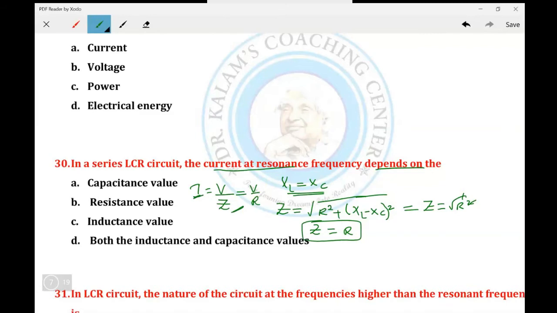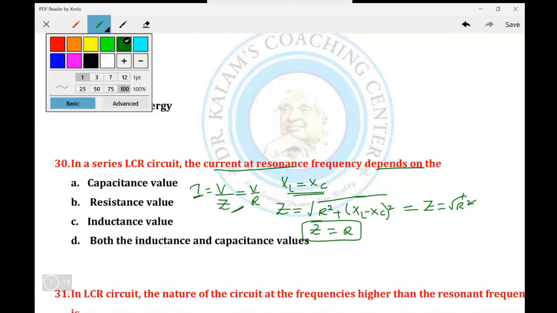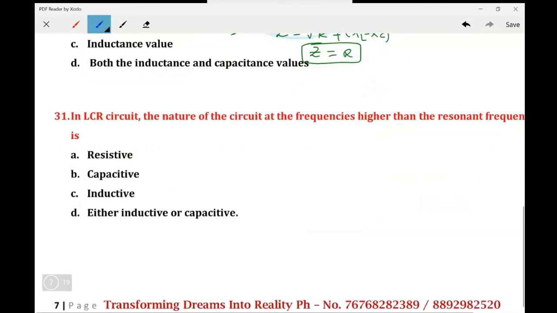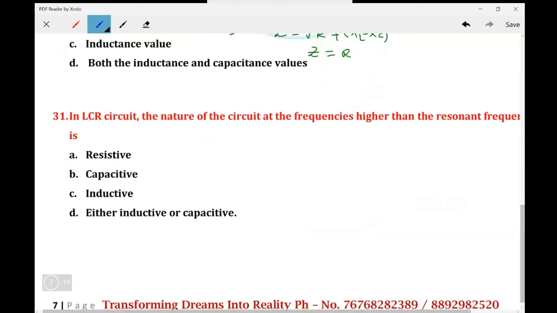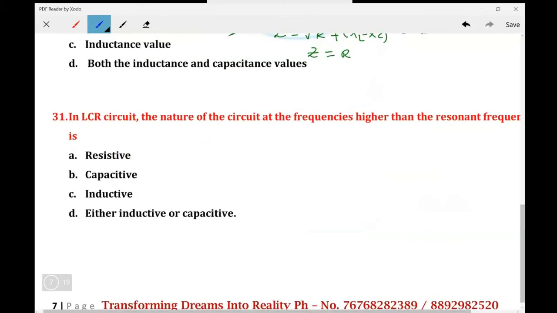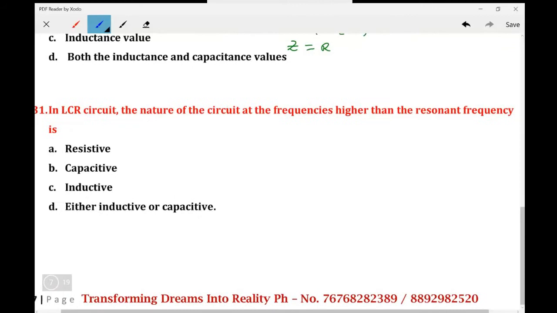So then you can save your time. So directly go for what? Right answer. In LCR circuit, the nature of the circuit, I think I taught this a bit wrongly, see. In a LCR circuit, the nature of the circuit at which the frequency is higher than resonant frequency is... So higher than resonant frequency.